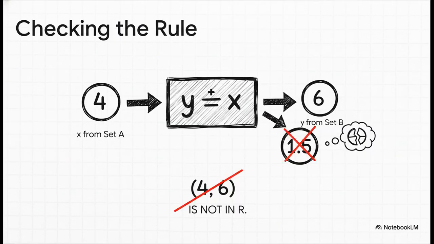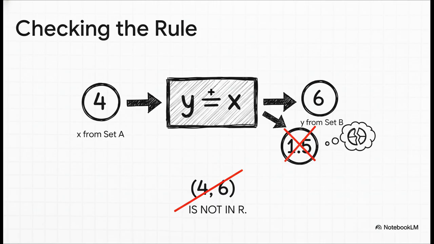Okay, so we take our y, which is 6, and divide it by our x, which is 4. What's 6 divided by 4? It's 1.5. And since 1.5 is definitely not an integer, the rule is broken. So that means the pair (4, 6) is not part of our relation R.